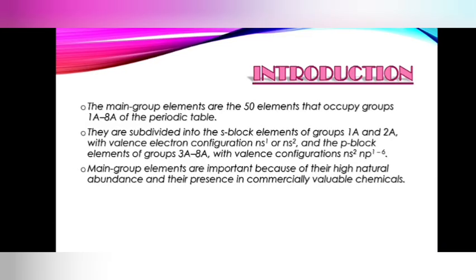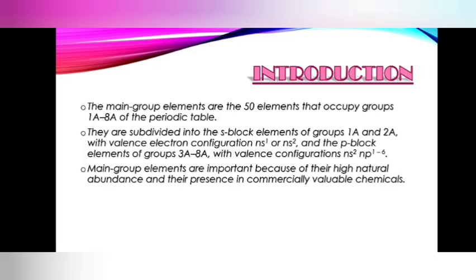So first, let's go towards the introduction. The main group elements are the 50 elements that occupy groups 1A and 8A of the periodic table. We know that the periodic table consists of many elements that are arranged in horizontal rows and vertical columns. But if we specifically talk about the main group elements, there are 50 elements that are arranged in the groups 1A and 8A. Further, they are divided into some blocks, like we have 4 blocks: S block, P block, D block, and F block elements.